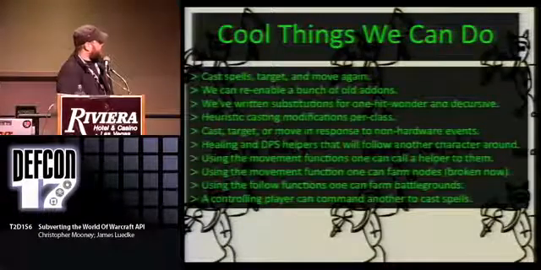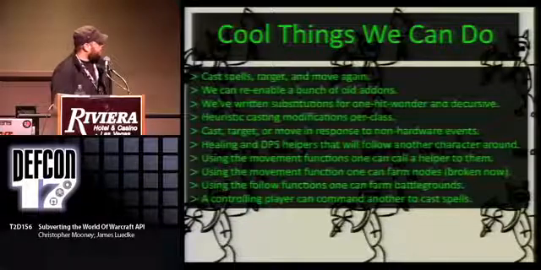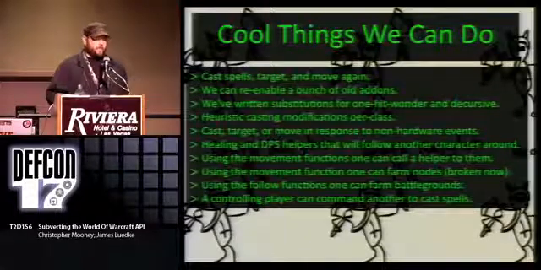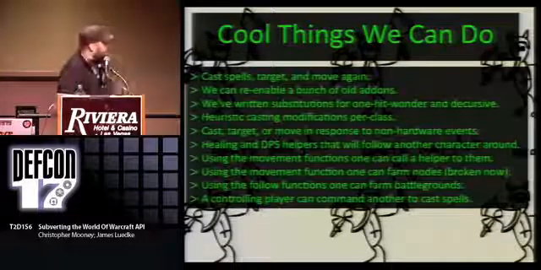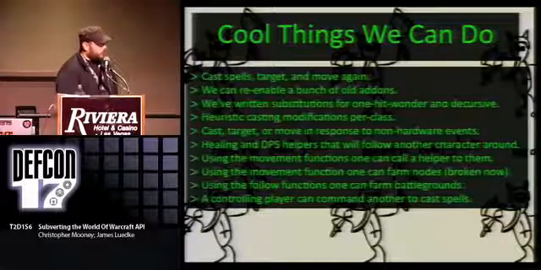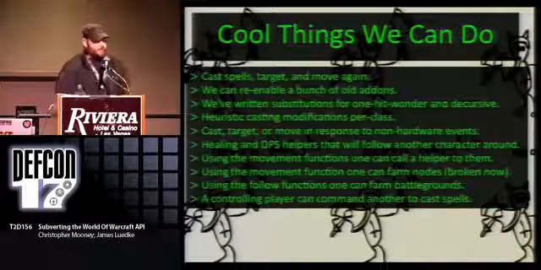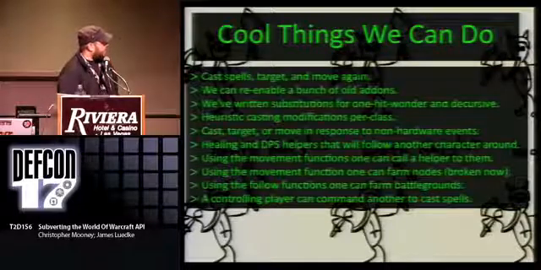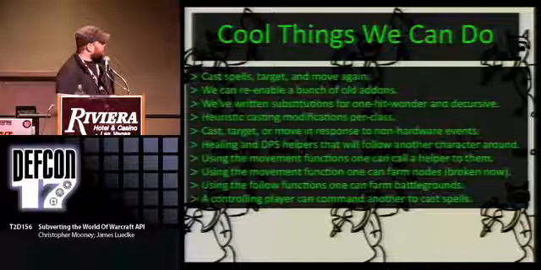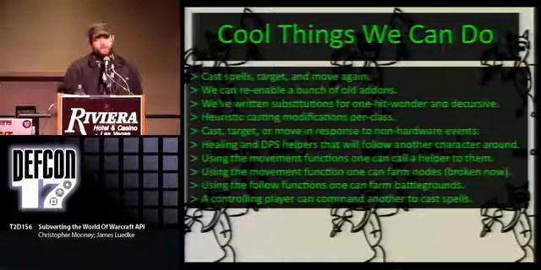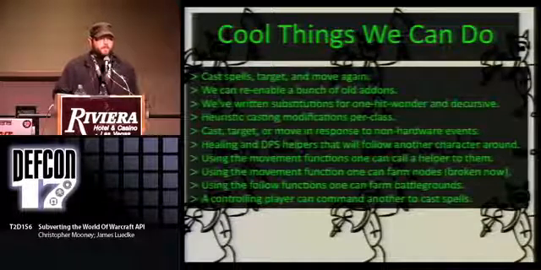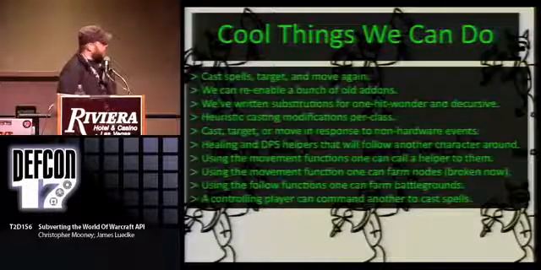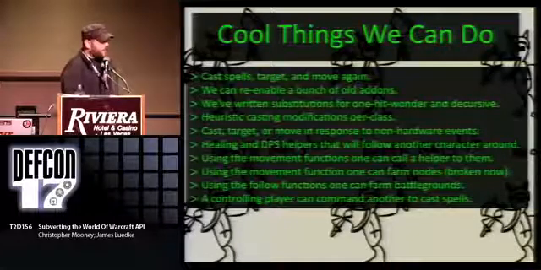So what kind of cool things can we do now? We can cast spells, we can target, and we can move again, and we can do that all programmatically. So remember the pre-2.0 patch days, we've reverted everything back to that. We can re-enable a bunch of old add-ons by replacing their old calls, although those old add-ons, because they're no longer being developed, are probably deficient in a bunch of other ways. We've written our own substitutions for One-Hit Wonder, Decursive, that sort of thing. We have a bunch of heuristic casting modifications. So, basically, does this person need a heal? Should I cast this really destructive spell on somebody? The types of things that you would expect in a game like this. So I don't want to say artificial intelligence, but there's definitely something close.